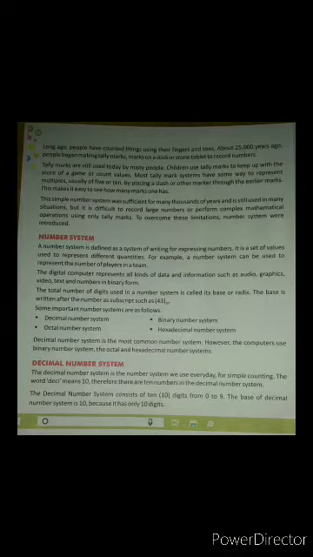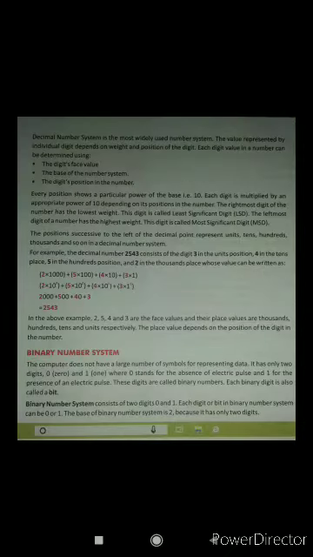Like in the next page you can see that the decimal number system is the most widely used number system, the value represented by individual digits. As I told you, we know face value and place value of the numbers. Directly coming to the example, here it is written 2543. How to represent and see that in decimal number?